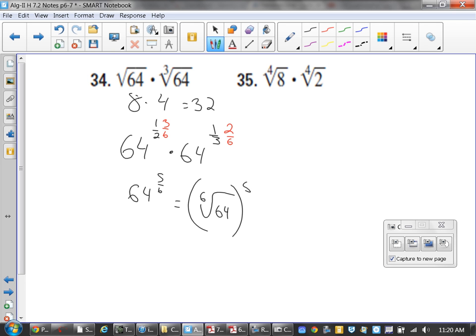Do you have to go that route? No. But I will say when we get into values that are more variable based, it's easier to work with exponents. There's more than one.